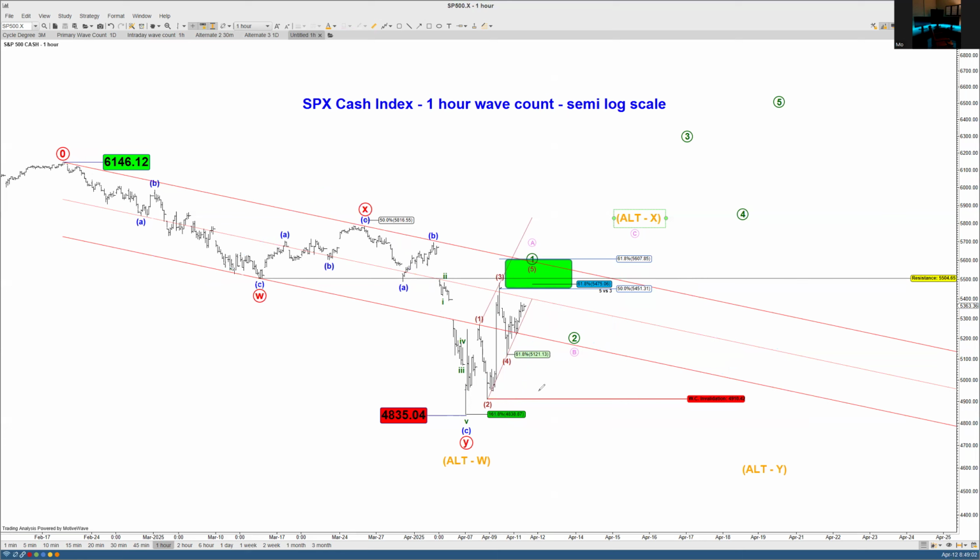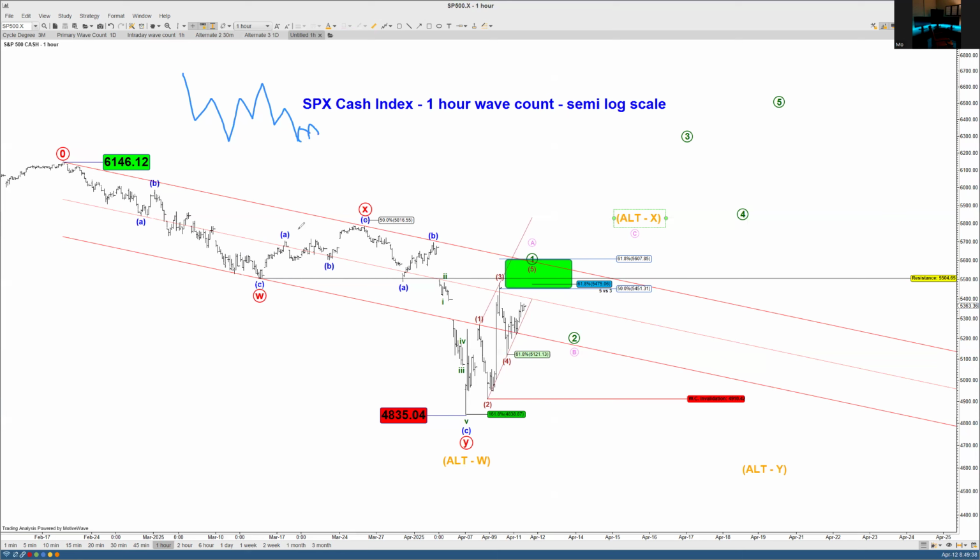Corrections or counter-trend moves are very difficult to predict. The Y wave, when you remember, complexes are like this, right? It's very common for this Y wave to be truncated. Now keep in mind an S&P 500, especially.